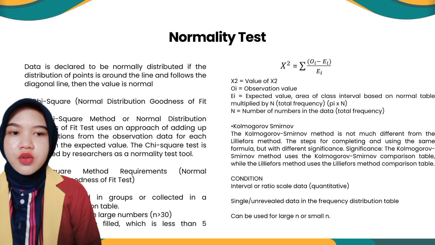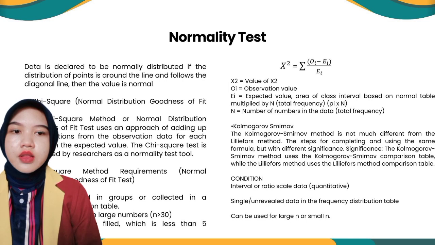Chi-square normal distribution goodness of fit. The chi-square method, or normal distribution goodness of fit test, uses an approach of adding up the difference between the observation data for each class and the expected value. The chi-square test is often used by researchers as a normality test tool. The chi-square method requires a normal distribution goodness of fit test. Data is arranged in groups or collected in a frequency distribution table.